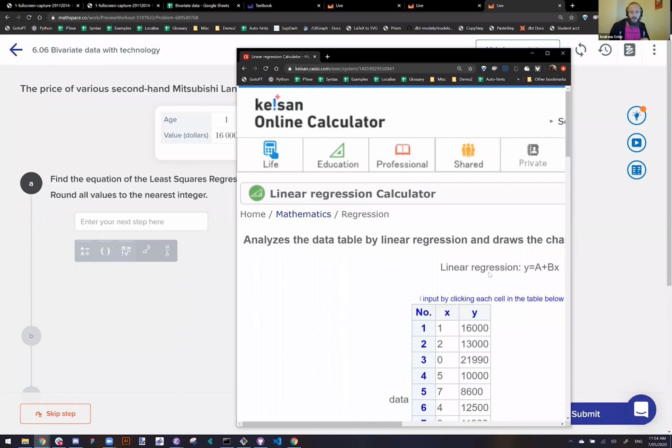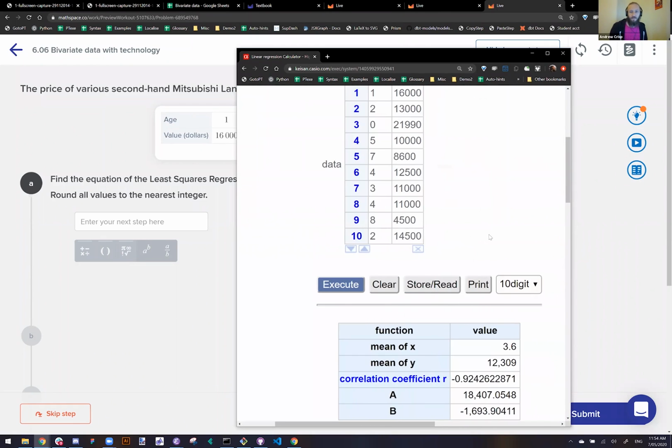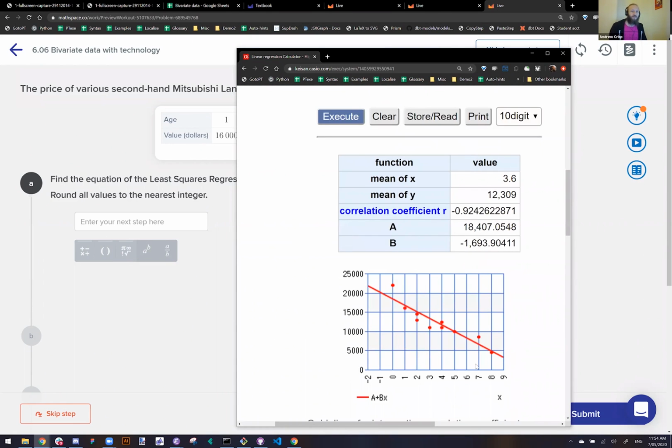And it's going to tell me, here's my line. Now, obviously, we can already tell things like interpolation and extrapolation. You could get $22,000 for a Mitsubishi Lancer that's minus 2 years old. Okay. Yeah, so that's the extrapolation.